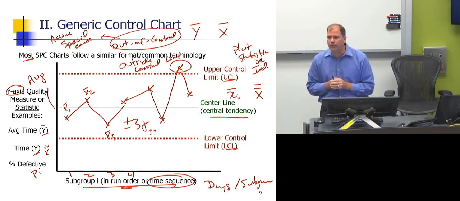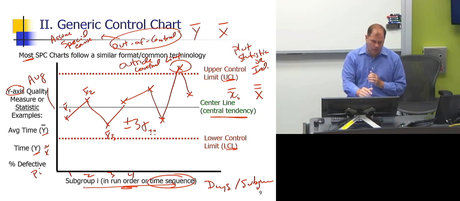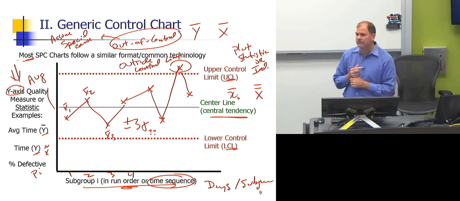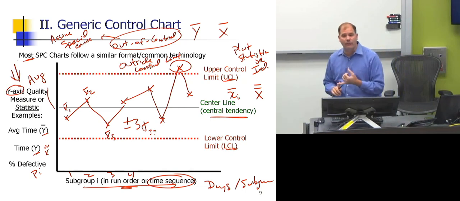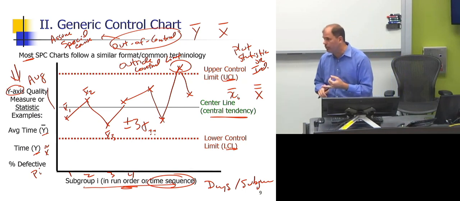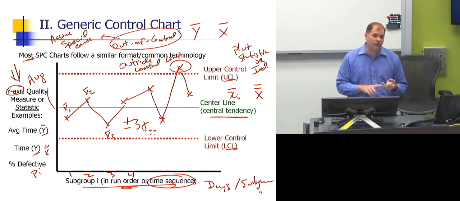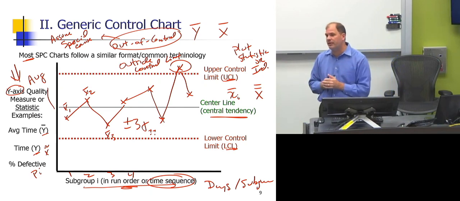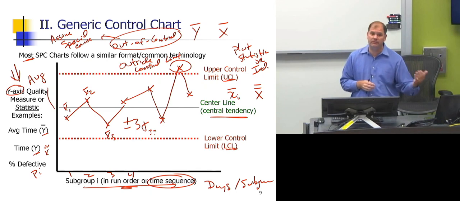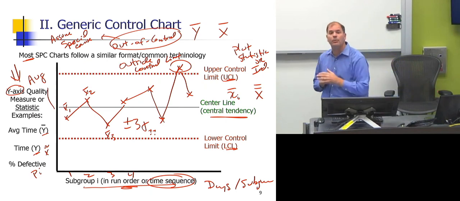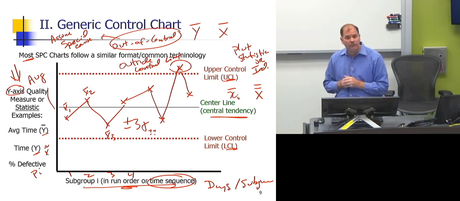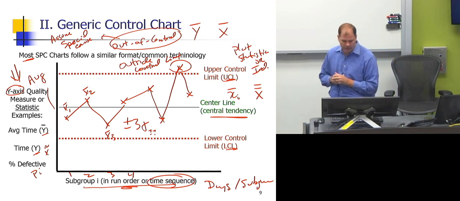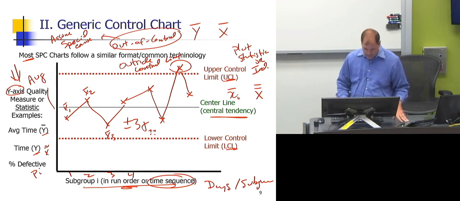Again, as I go through different charts, all I'm going to do is change that. Instead of looking at the average, I might look at the range of a subgroup. Instead of looking at the average, I might look at the moving range compared to consecutive points. Instead of the average, I may look at the proportion or the defects per unit, something we discussed already as well. All right, questions?